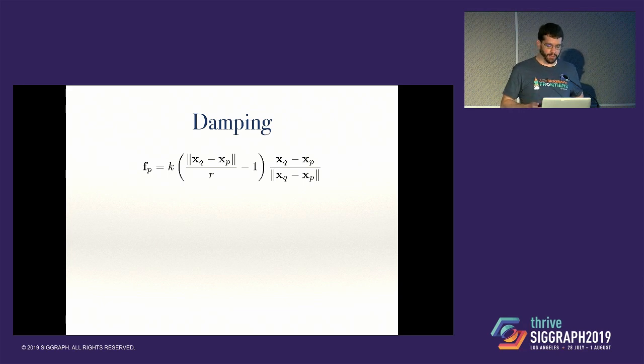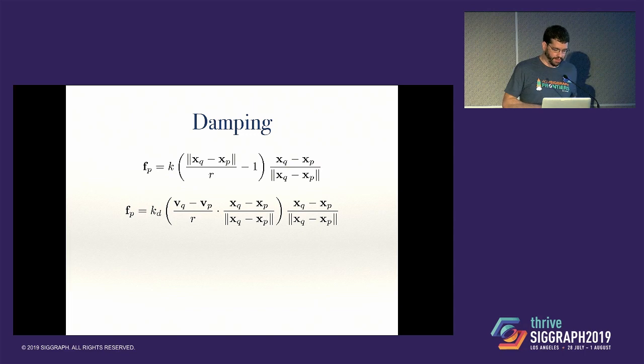We can also introduce damping. In order to introduce damping, we get a little complicated here. We have the damping coefficient kd, and the difference in velocities, vq minus vp, divided by the rest length, dotted with how much of that is actually in the direction of the spring. And then we have the direction that the force would need to act on as the final term.